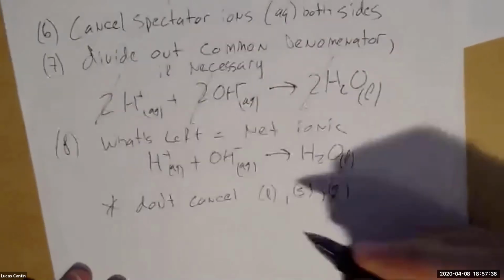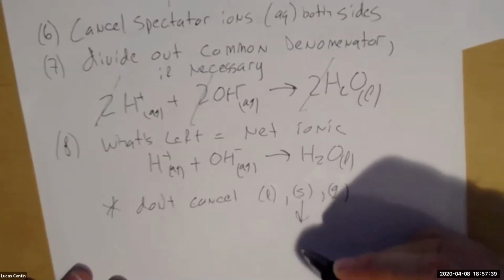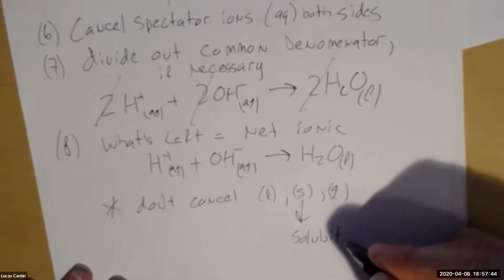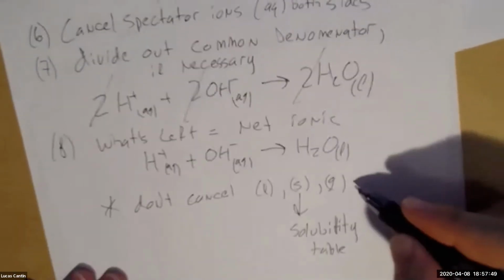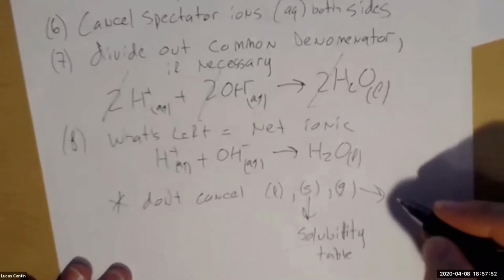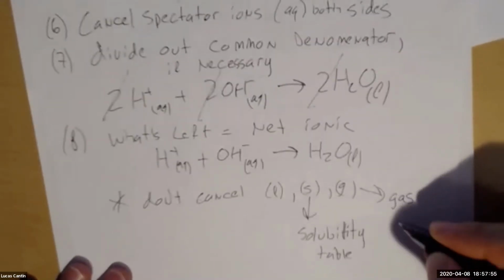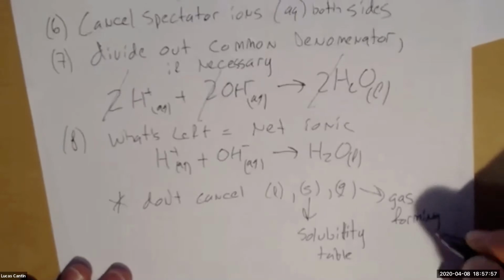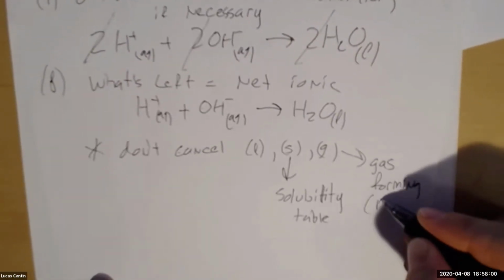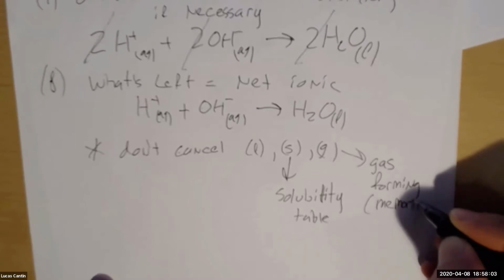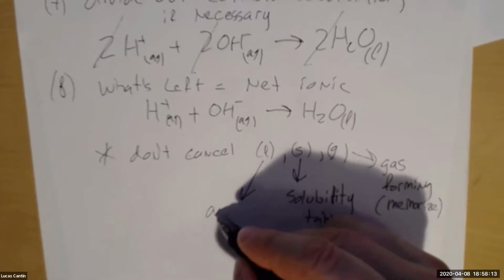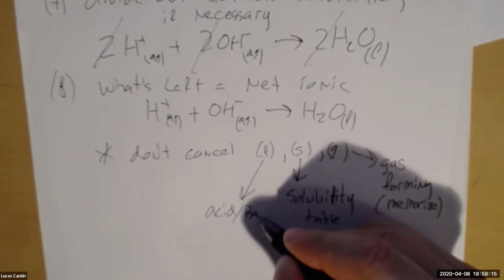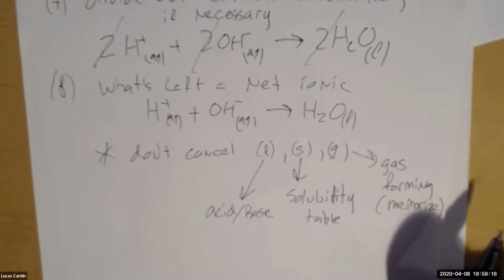Okay, so the solid is going to come from the solubility table, like you mentioned. The gases may come from a gas-forming reaction, and for those, you have to memorize. The liquids will typically come from an acid-base neutralization, like we just did up here.